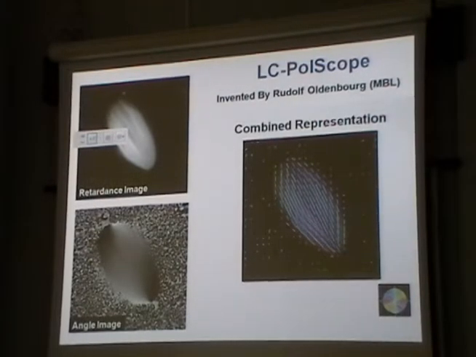Okay, so first I'll talk about orientational fluctuations. Here we use a really amazing instrument called the LC PolScope, which was invented by Rudolf Oldenbourg at Woods Hole. With this instrument, in one shot, you get two pictures. One, at every pixel in an image, you get a measure of the retardance. The retardance is the birefringence integrated over some optical volume, so you have a quantitative measurement of that at every pixel. And two, at every pixel, you have a quantitative measure of the slow axis angle, and so basically of the angle that the nematic director is oriented at.